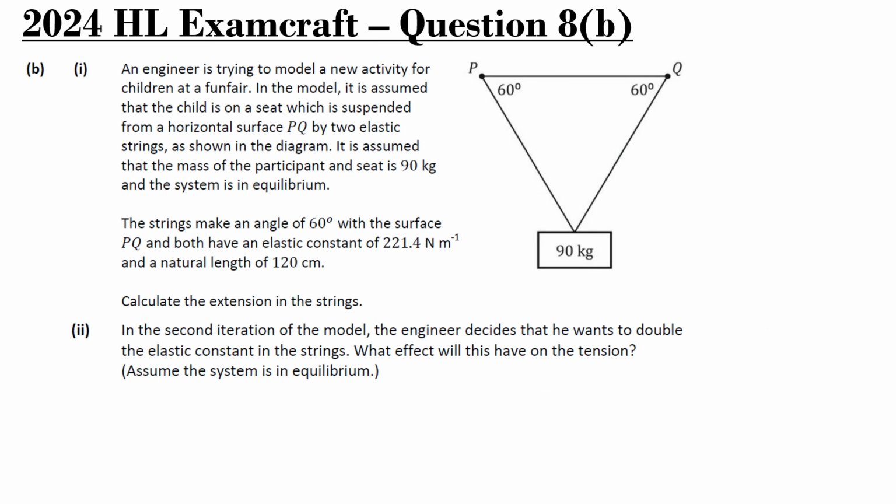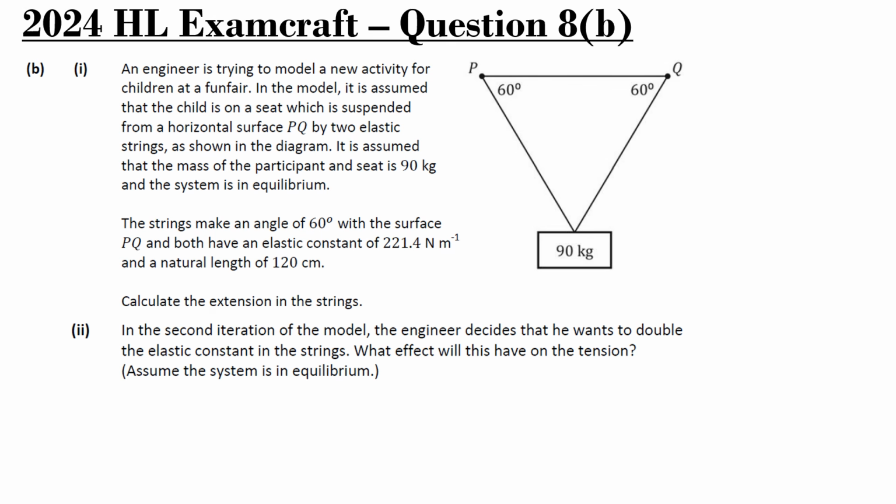So part 2 of this question says, in a second iteration of the model, the engineer decides that he wants to double the elastic constant of the strings. What effect will this have on the tension? Now, I'm not mad about the use of the word tension when we're working with questions like this. I like to think of it more as that restorative force. So tension for me is where they're inextensible strings, where there can be, I suppose, a tension as such, while with the elastic strings, I don't think tension truly explains it. However, we do see that word used throughout papers, throughout books, so it's absolutely fine to think about.